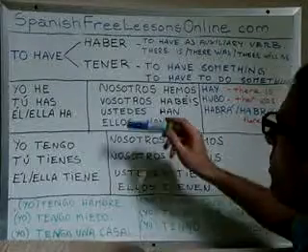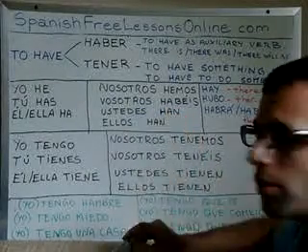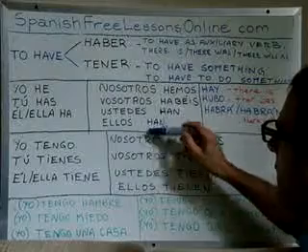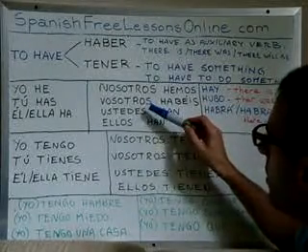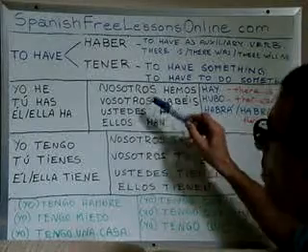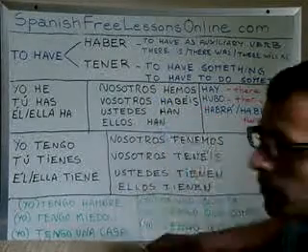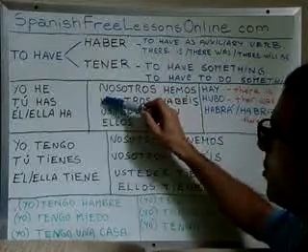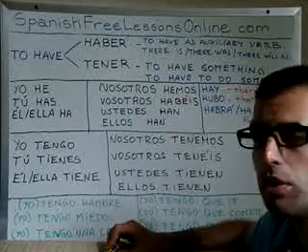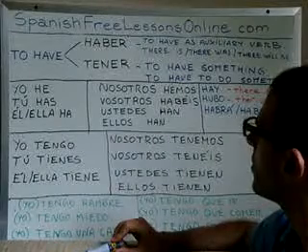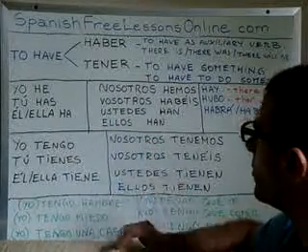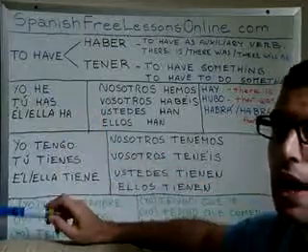I repeat again. Ustedes and ellos conjugate exactly the same. But actually, ustedes is a synonym of vosotros, right? Vosotros and ustedes mean you plural, and ellos is they. So, yo he is I have.